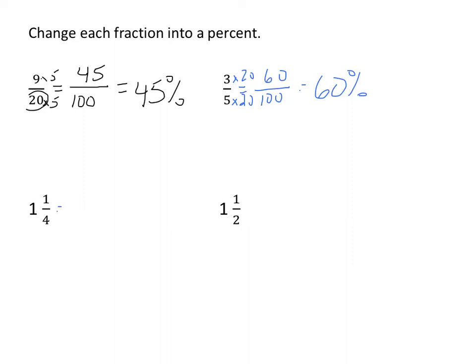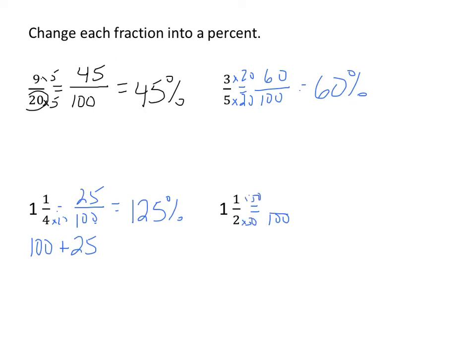Here, what this really means is 1 is equivalent to 100% plus our 1/4. Well, 1/4, 4 times 25 equals 100. So this is really 25 hundredths, so it's 100 plus 25%. So we have 125%. On our next one, same type of thing, changing 2 into 100, so it's times 50, times 50, so we have 50. 1 is 100 plus 50, so we have 150%.